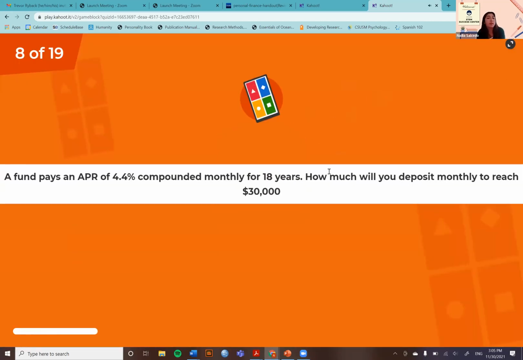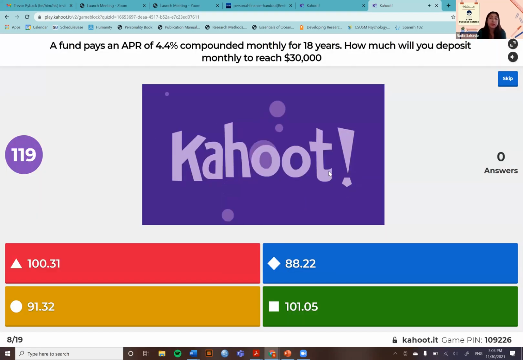Okay, number 8: a fund pays an APR of 4.4% compounded monthly for 18 years. How much will you deposit monthly to reach $30,000? So we're looking for how much you will deposit monthly to reach $30,000. What formula will we need for this one?